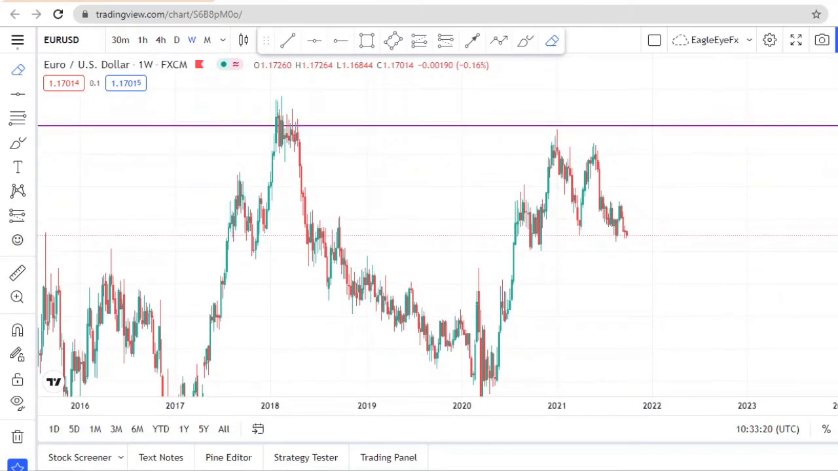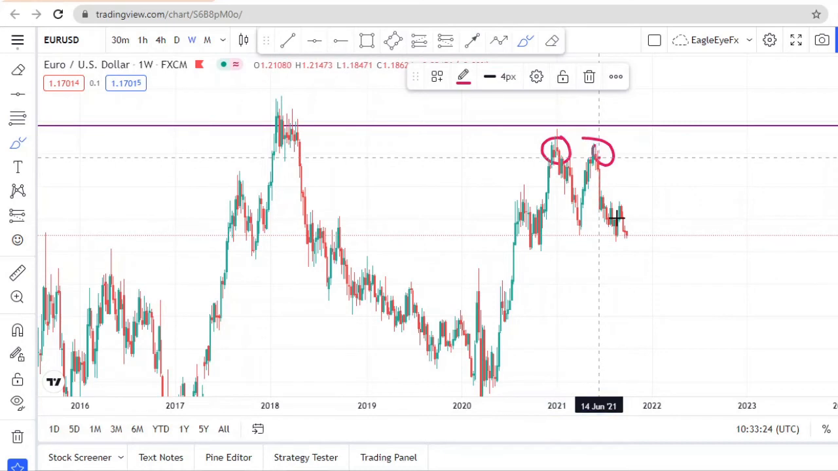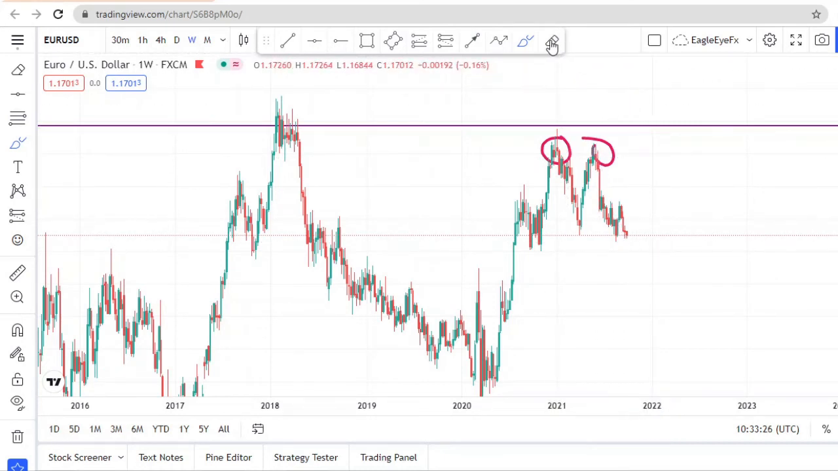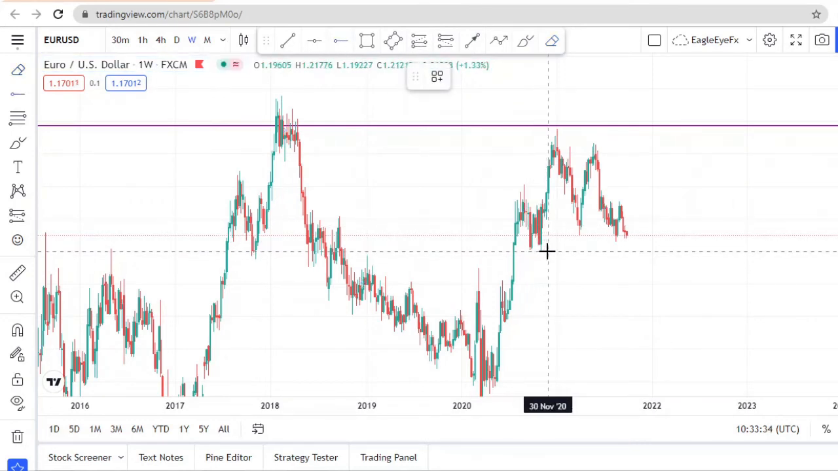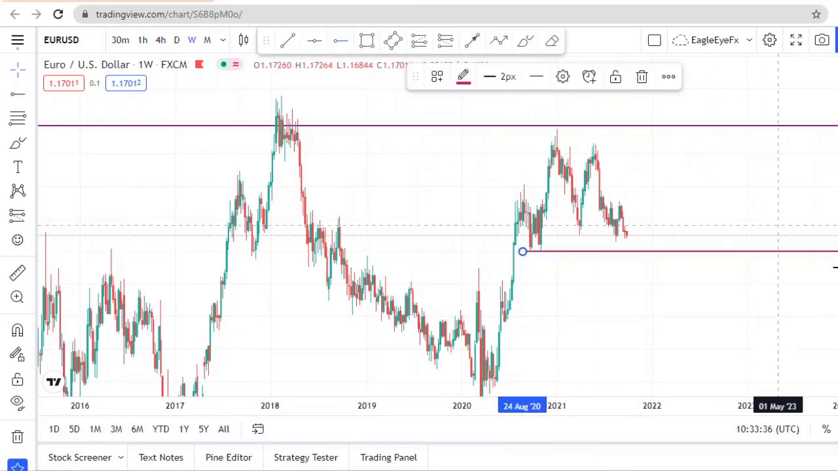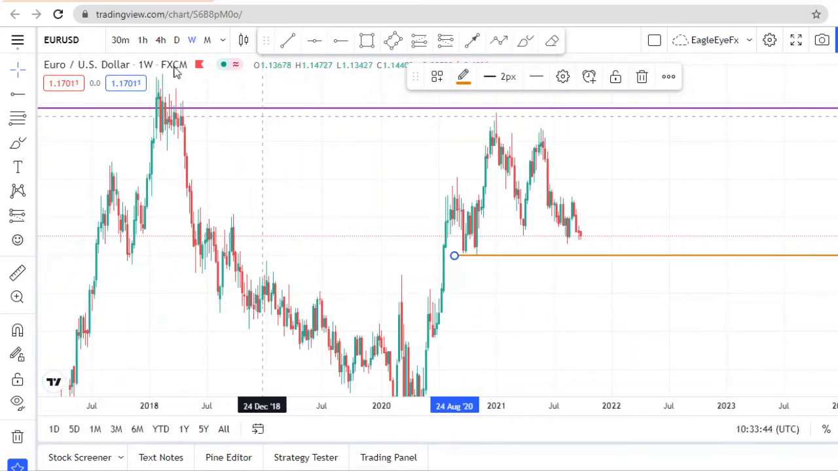On the weekly time frame, you can still see the double top that has led to this movement to the downside. Okay, so what I'll do here on the weekly time frame also, I think I would like to add another level here. We saw EURUSD coming here and reversing.